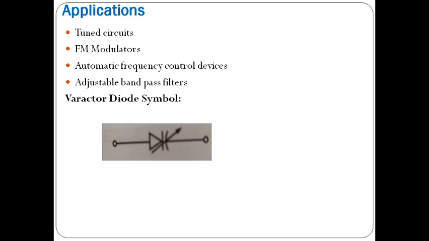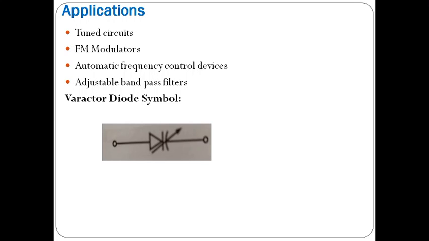These varactor diodes are used in adjustable band pass filters. So in all the applications, instead of using a capacitor, we are using the varactor diode. In tuned circuits we are using a capacitor, in FM modulators we are using a capacitor, in automatic frequency control devices we are using a capacitor, in adjustable band pass filters we are using a capacitor. Instead of the capacitor, we are using the varactor diode.